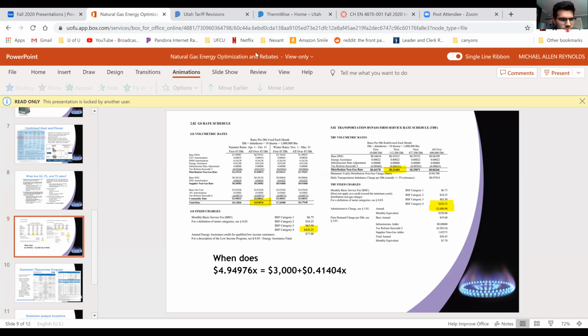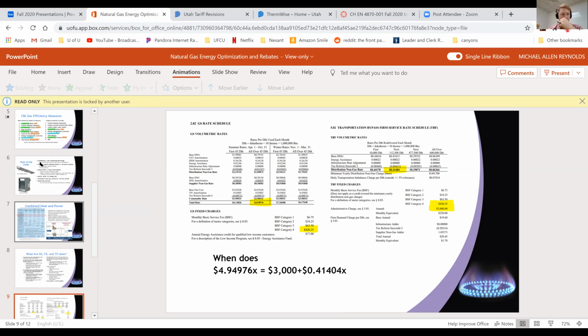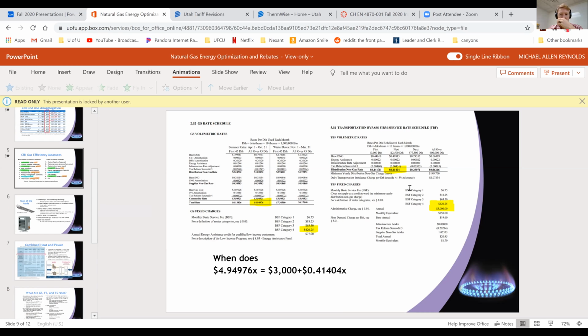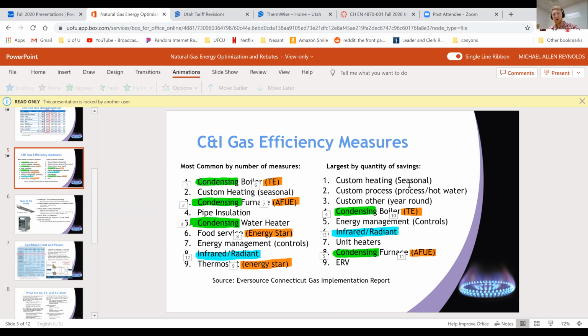Michael, on one of your slides, I think it was the number one spot for projects that you take on, is custom heating. Usually, what does that entail? A lot of what will fall in here is waste heat recovery. And beyond that, it's basically anything that's not any of these others.